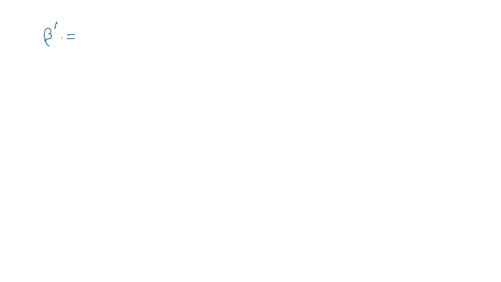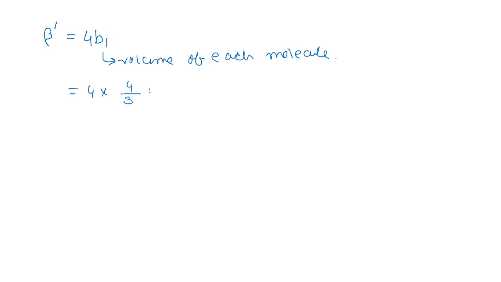Or if you get any problem to solve these things, then you can ask me. I will suggest books and you can read from there also. The excluded volume of each molecule is 4B1. So what is B1? Volume of each molecule, 4 by 3 pi r cube. R is the radius that we are going to calculate. So from here we can get the radius.